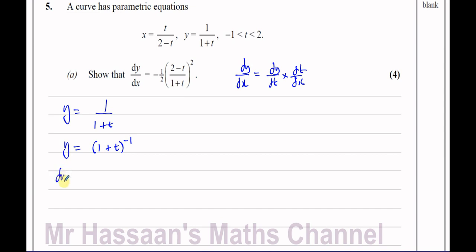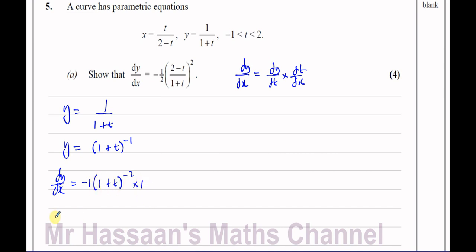You can differentiate this using the chain rule. Now the main function here is 1 plus t to the power of something. So you multiply by the power, and then you subtract 1 from the power. Then you multiply by the differential of what's inside the function, which in this case happens to be just 1, so that's fine.